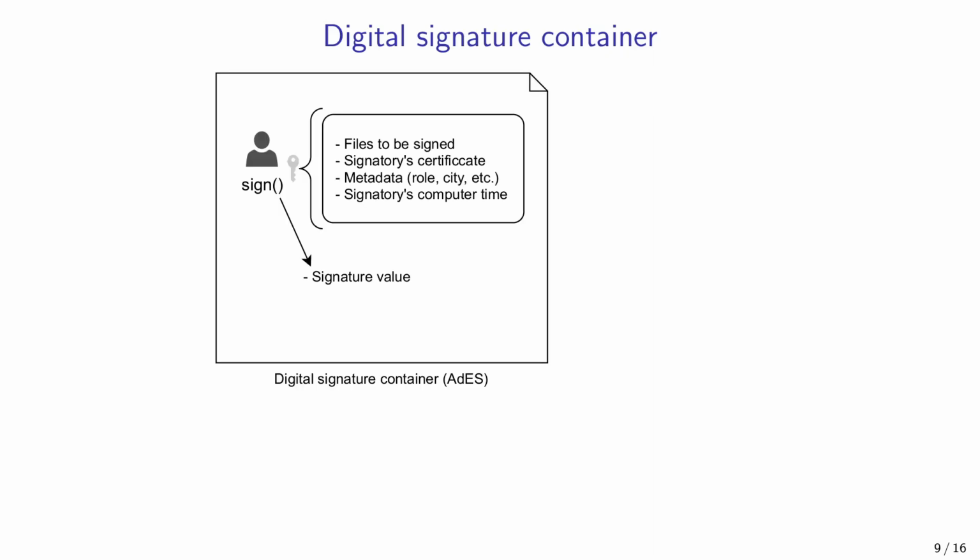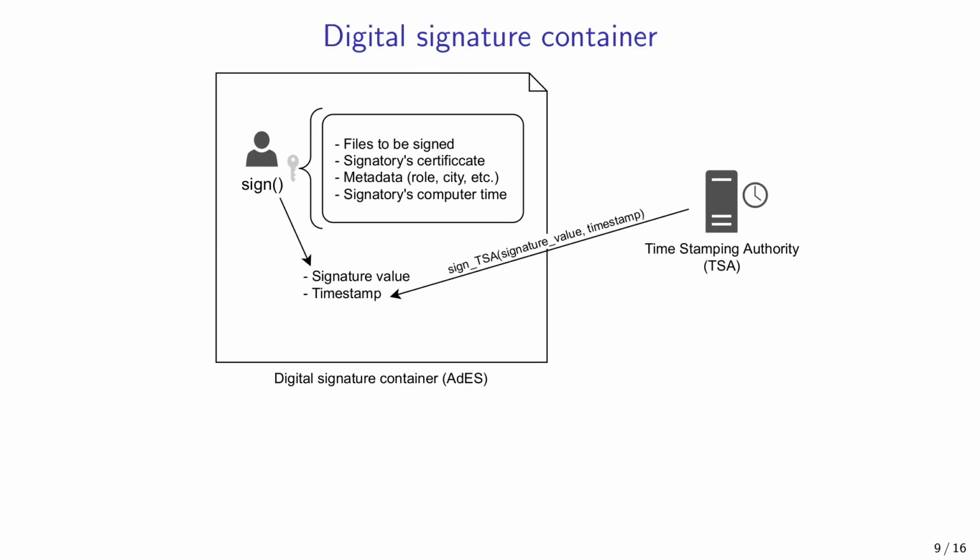If we look at a standard digital signature file container, we can see that it has to bundle together several data fields. The signature value contains a cryptographic signature over the files to be signed, signatory certificate, some optional metadata such as role, city, and so on, and signatory's computer time at the time of signing, a purely informative field. This signature value now has to be timestamped.